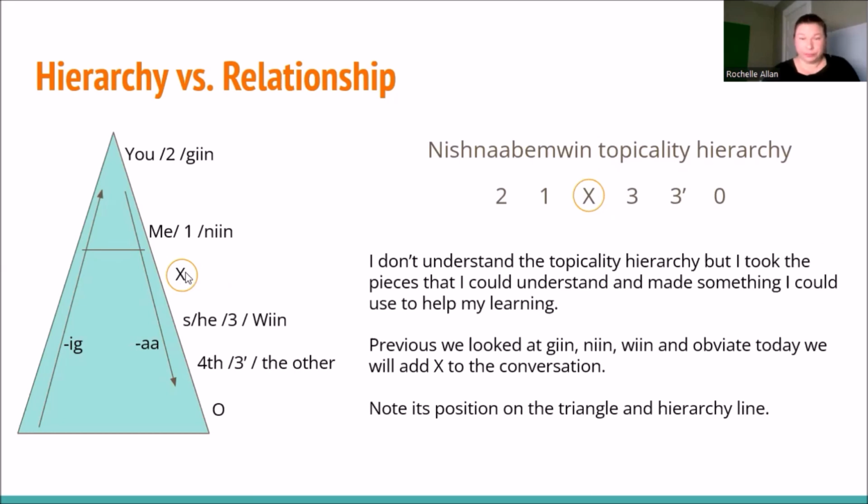For the conjugations that are going up in this direction, so X to me, X to you, we're going to see an ig. And then on the ones going down, X to third person or X to the obviate person, we're going to see an ah.